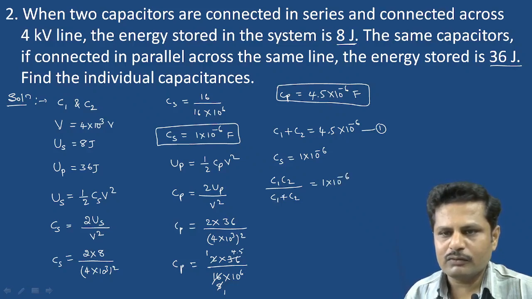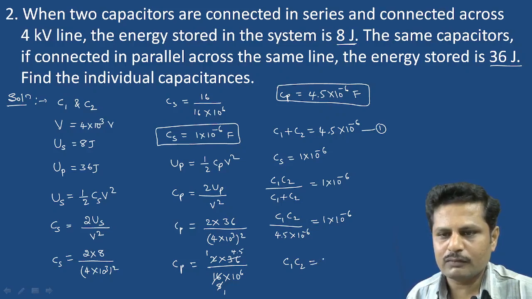Just now we found that C1 plus C2 equals 4.5 into 10 raised to minus 6. So we get C1 C2 divided by 4.5 times 10 raised to minus 6 equals 1 into 10 raised to minus 6. Now C1 C2 equals 4.5 into 1, that is 4.5, into 10 raised to minus 6 into 10 raised to minus 6, that is 10 to the power of minus 12. This is C1 C2.